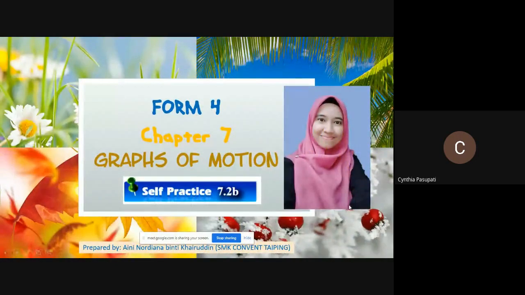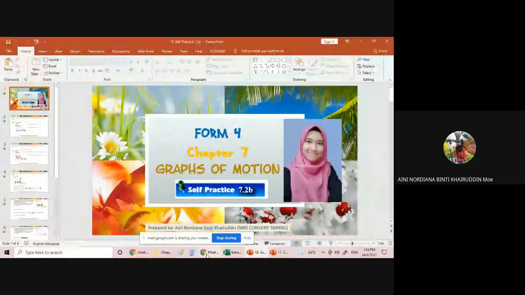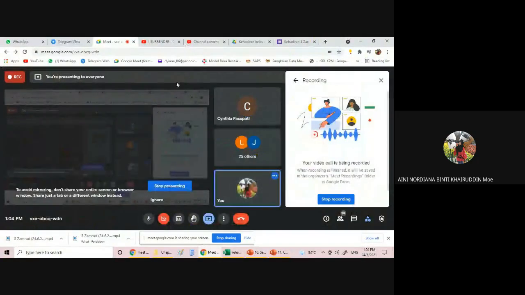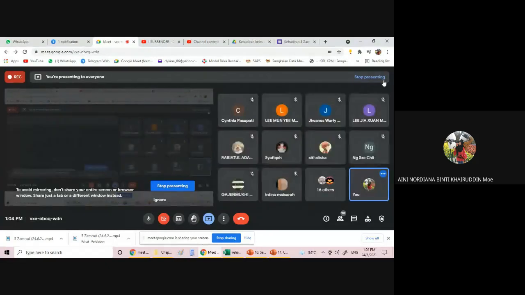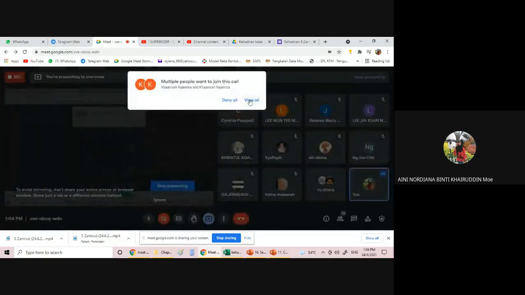Teacher, can you let Kavya in? Oh, okay. Tak ada pun. Kavya, I rasa dah masuk tadi. Macam mana nak tengok ni? Kavya dah ada ke? Baru nak masuk. Okay.